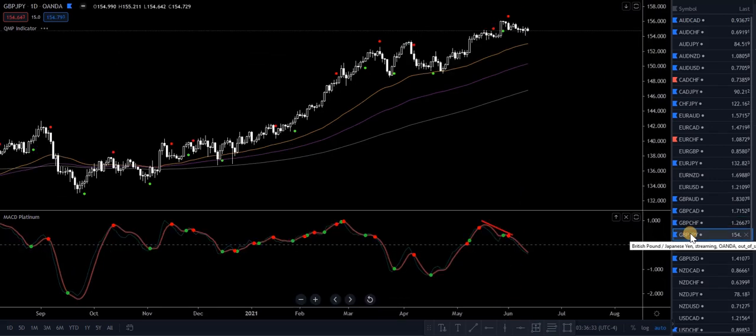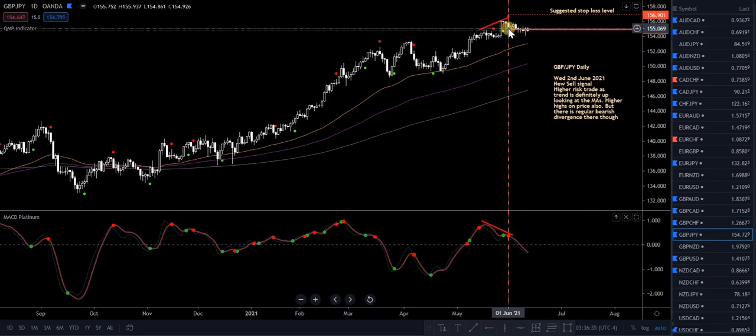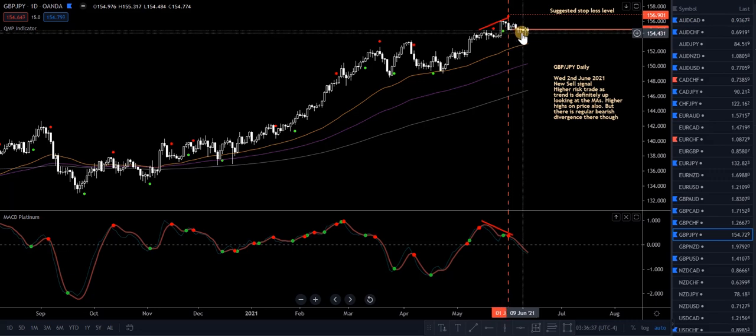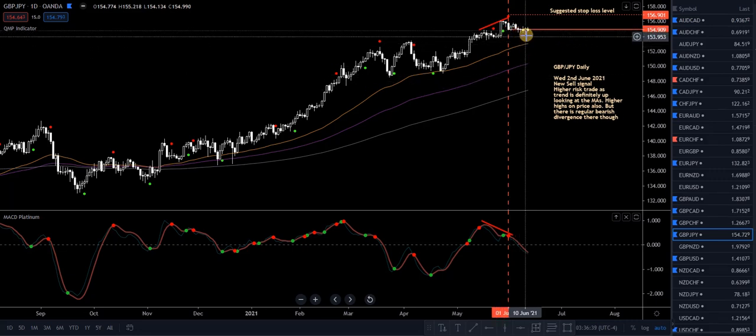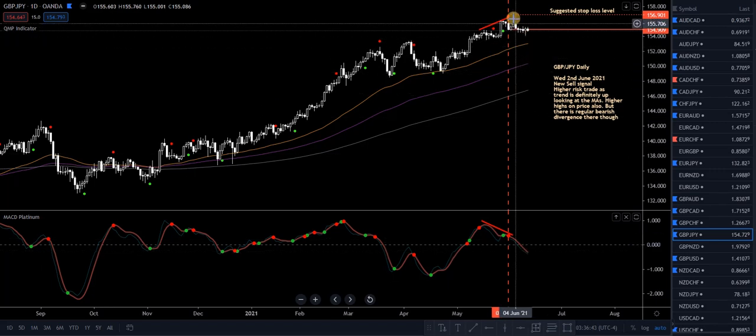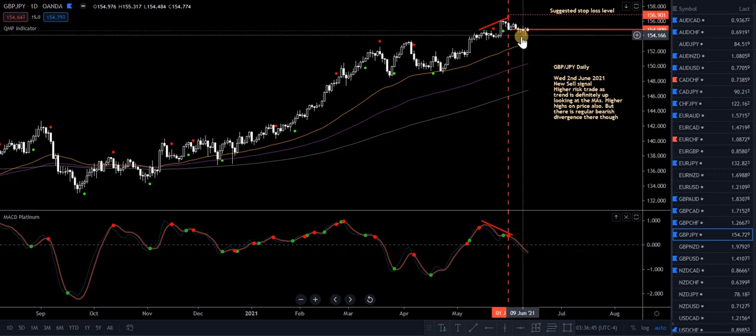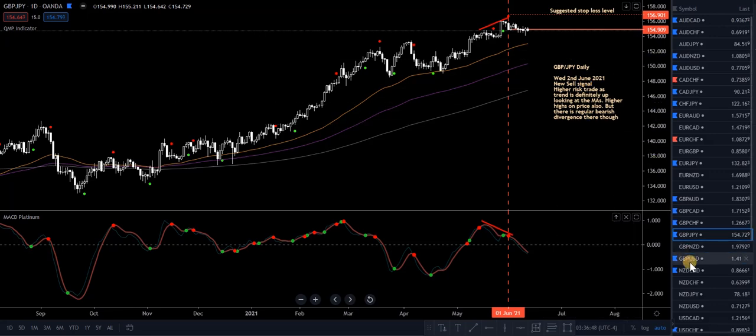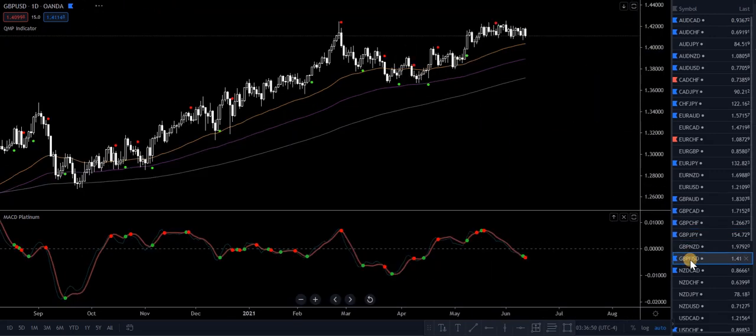Pound Yen. Sell again, going nowhere fast. She's been pretty boring on the daily time frame. We're just in profit. MACD Platinum through the zero level. You know, you can tighten up the stop a bit, or you can close out half and tighten up the stop. There's options.